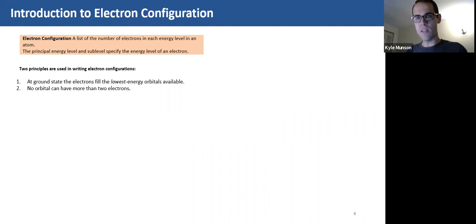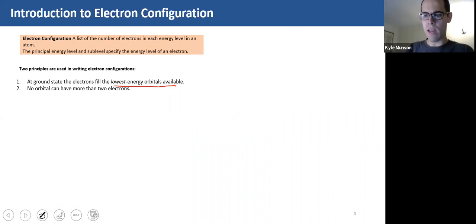So there are two principles that are used when writing electron configurations. The first is that at ground state, the electrons fill the lowest energy orbitals available. And the second rule is that no orbital can have more than 2 electrons. And that's something we talked about in a previous video.